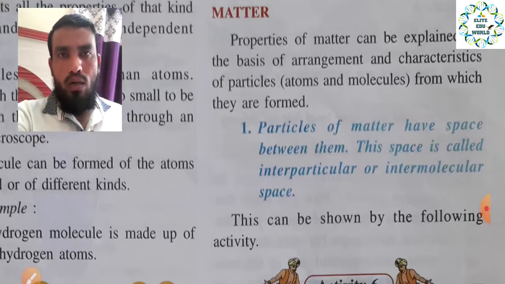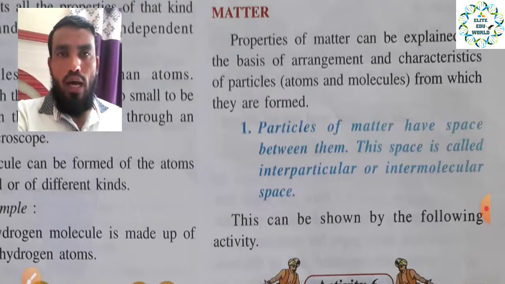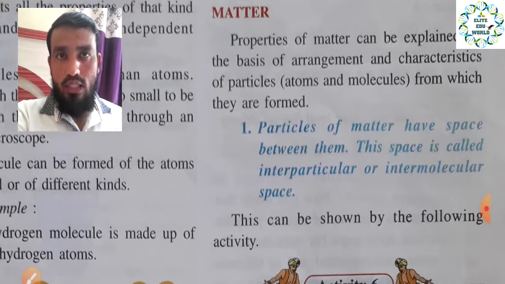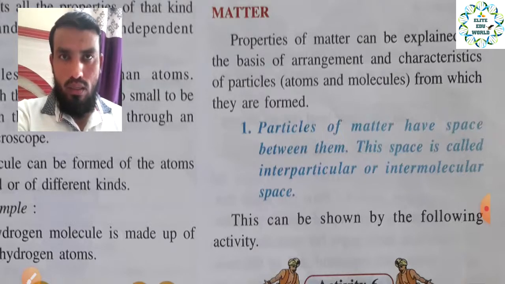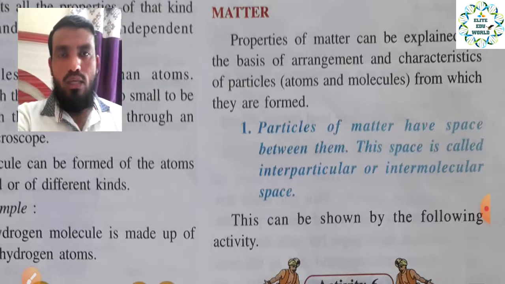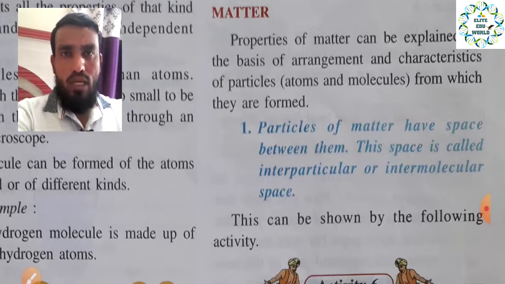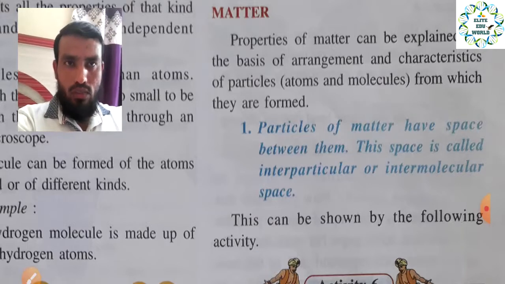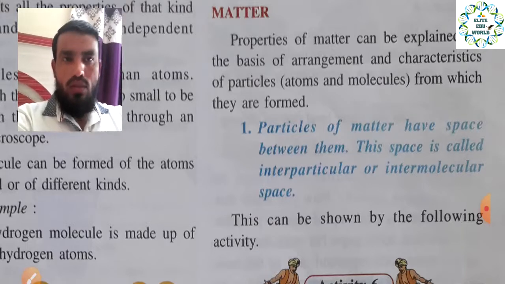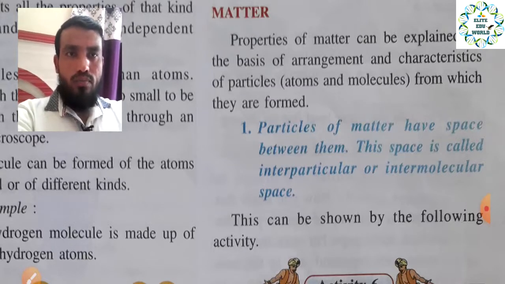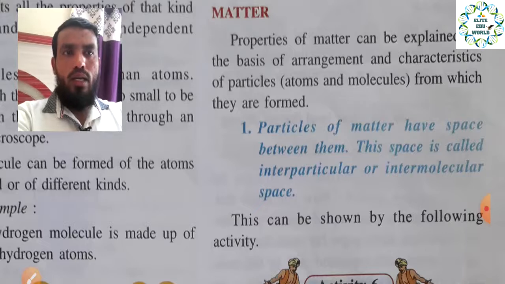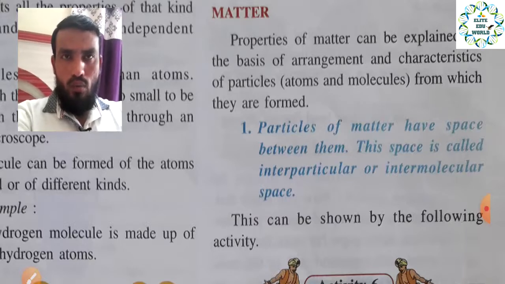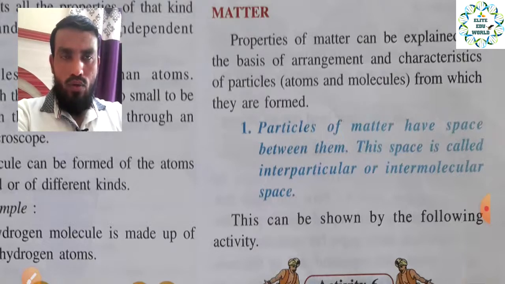So it depends upon the arrangement of the molecules, how they are arranged, how they are together. The different arrangements make different kinds of matter, whether it is solid, liquid or gas. So particles of matter have space between them. This space is called interparticular or intermolecular space.